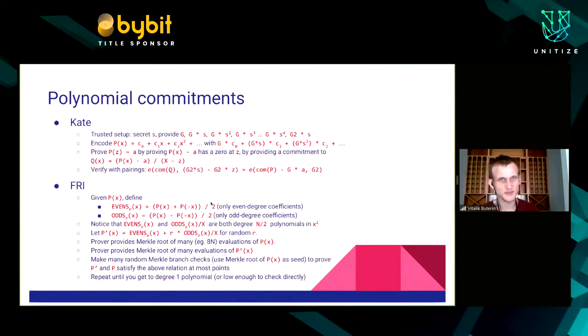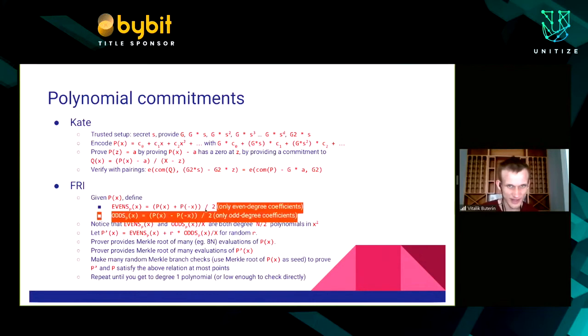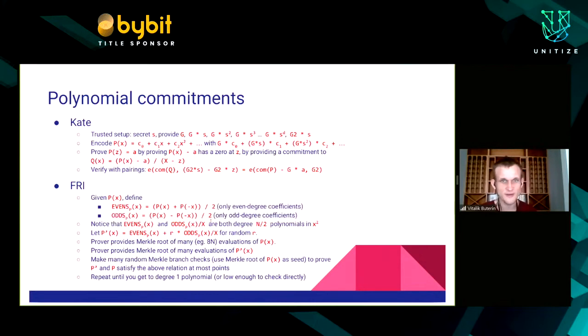FRI is another alternative. This is a purely hash-based polynomial commitment scheme, so post-quantum secure, which is really nice, and potentially faster to prove. The idea is that if you have a polynomial p, you define two polynomials, evens and odds. One captures only the even degree coefficients, the other captures only the odd degree coefficients. So these are both degree n over 2 polynomials in x squared. And then you randomly combine them together.